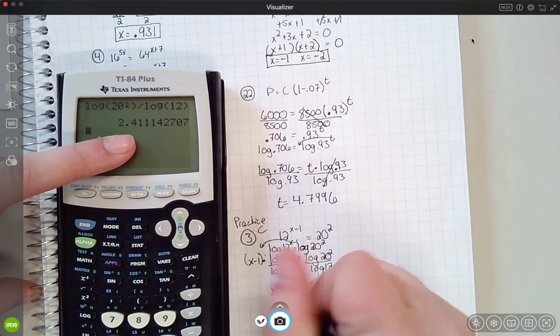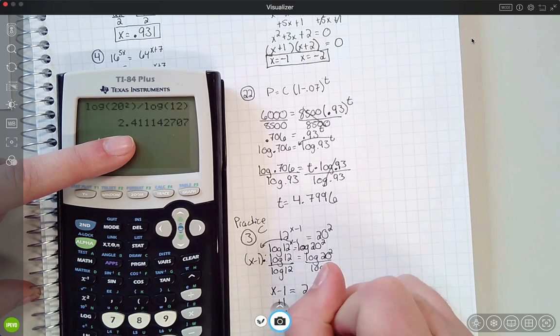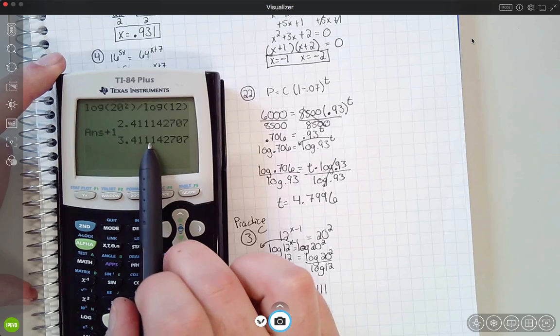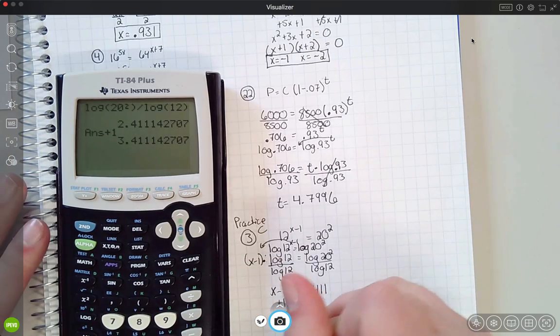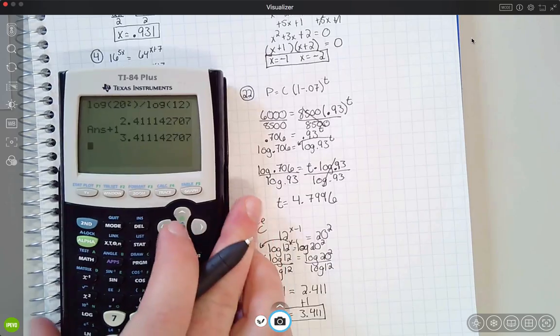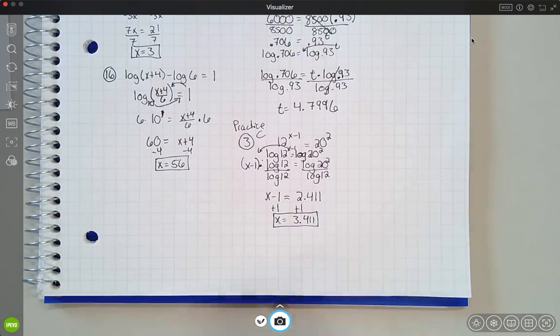The last thing I'm going to have to do is add the 1 to both sides, which you can kind of just do by hand. It's going to make it a 3.411, or I can add the 1 on my calculator and round again, but it's still going to be that 411 after. So my answer here for number 3 is 3.411. Okay, so there's all my work.